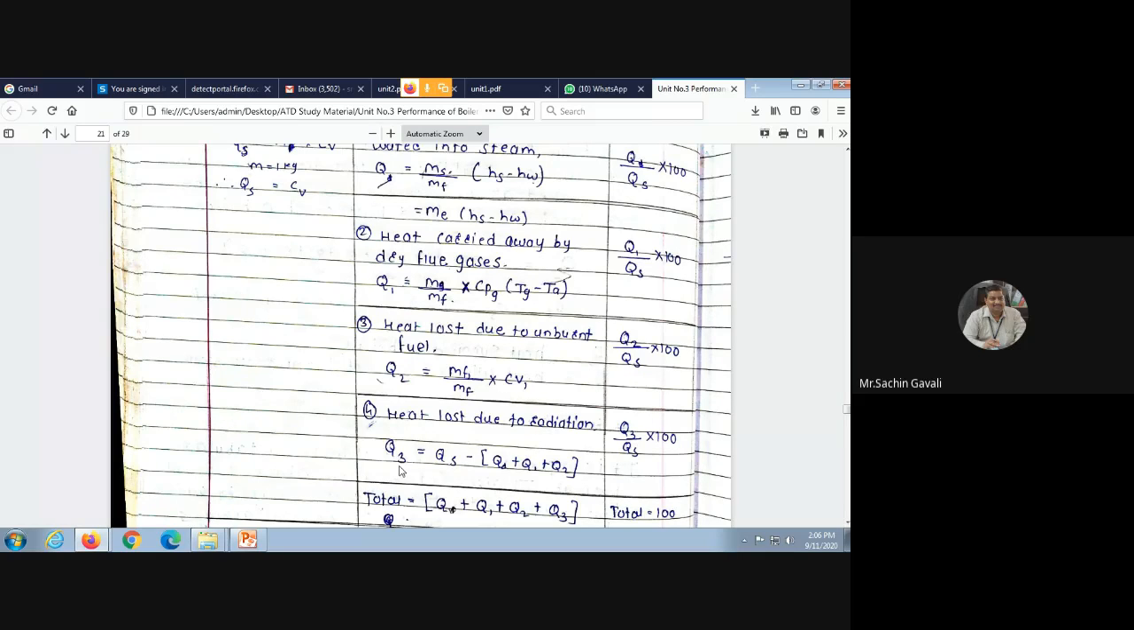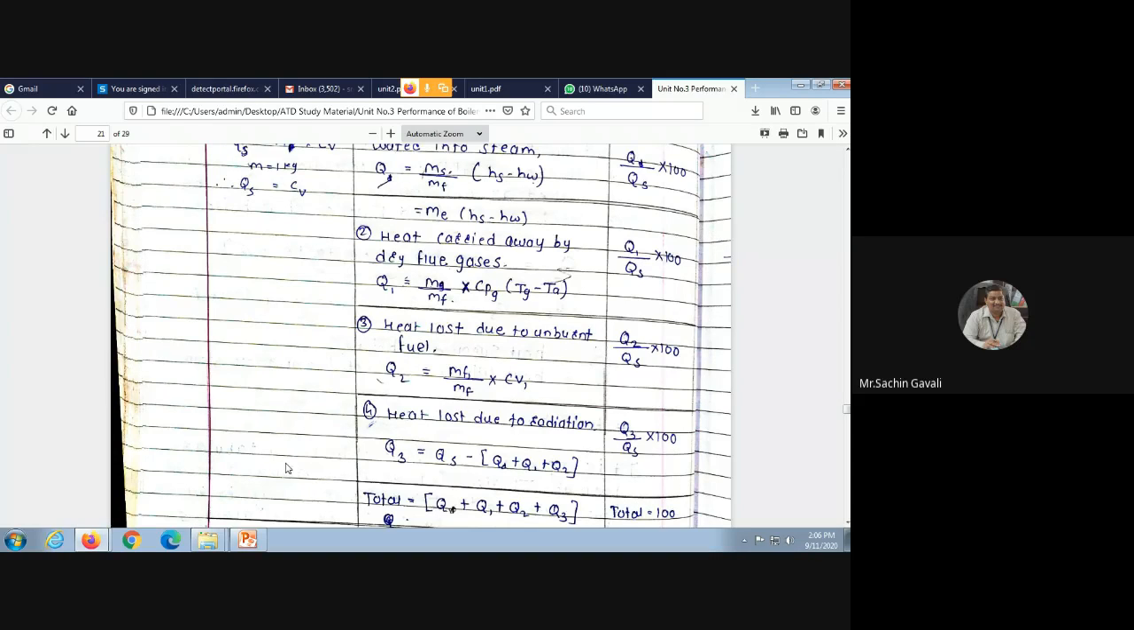When we get the value, its utilization can be calculated by the formula Q3 upon QS, multiplied into 100. Q3 upon QS into 100. Okay, have you written heat loss due to radiation? Heat loss due to radiation: Q3 is equal to QS minus Q plus Q1 plus Q2, and Q3 upon QS into 100. Have you written it?